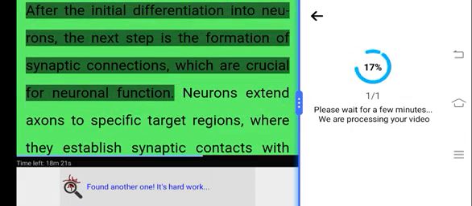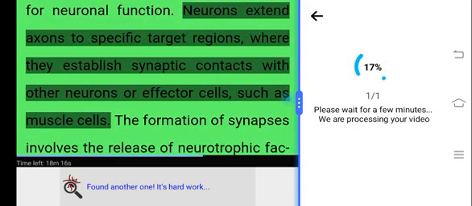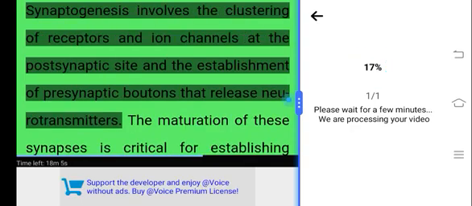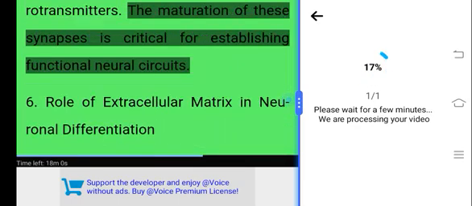After the initial differentiation into neurons, the next step is the formation of synaptic connections, which are crucial for neuronal function. Neurons extend axons to specific target regions, where they establish synaptic contacts with other neurons or effector cells, such as muscle cells. The formation of synapses involves the release of neurotrophic factors, which promote the growth and survival of neurons. Synaptogenesis involves the clustering of receptors and ion channels at the postsynaptic site and the establishment of presynaptic boutons that release neurotransmitters. The maturation of these synapses is critical for establishing functional neural circuits.